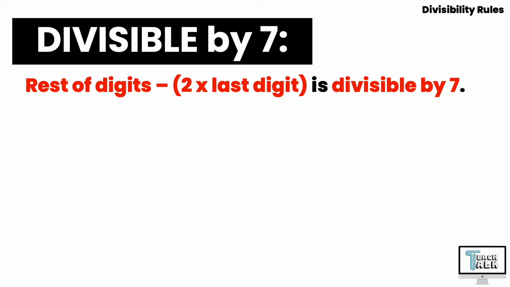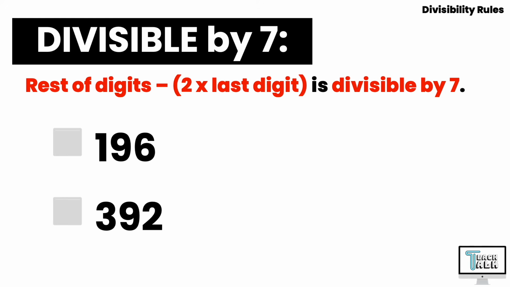Kasi dito, kailangan natin mag-times ng 2 sa last digit and then isubtract siya sa rest ng digits. So we have here, rest of digits minus 2 times the last digit is divisible dapat by 7. Sige, let me give you an example. We have here 196 and 392.